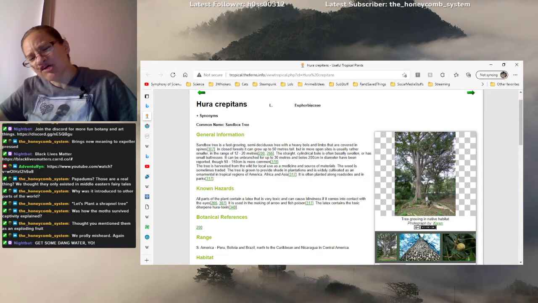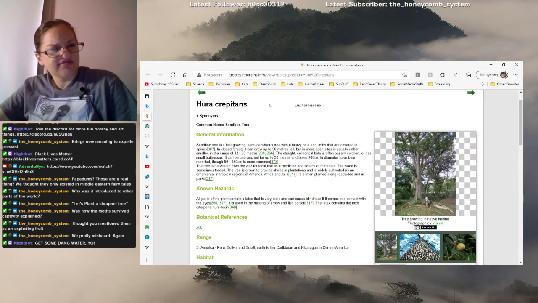Why was that a good idea? Hey, why? All parts of the plant contain a latex that is very toxic and can cause blindness if it comes into contact with the eyes. It is used in the making of arrow and fish poison. The latex contains toxic diethermine neurotoxin.